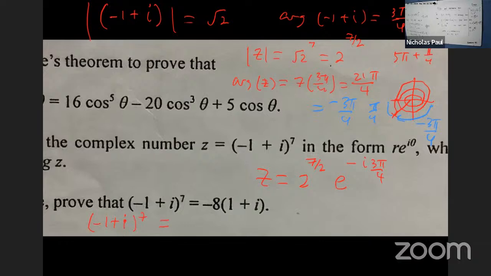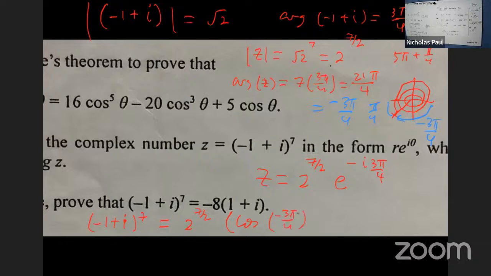What would the polar form be? It's (−1 + i) to the power 7. So it will be 2 to the power of 7 over 2, open brackets, plus... What's the angle? What's the argument? Minus 3π/4.